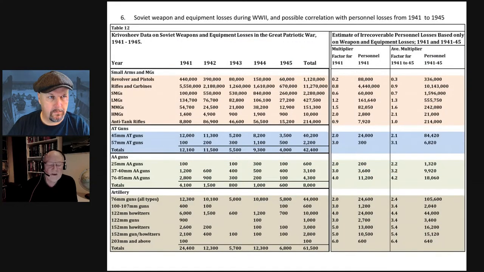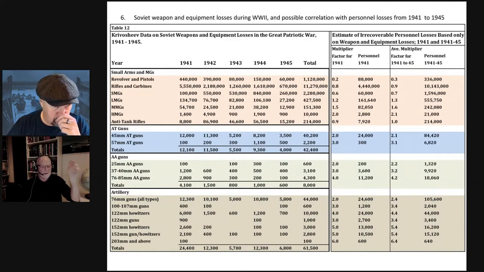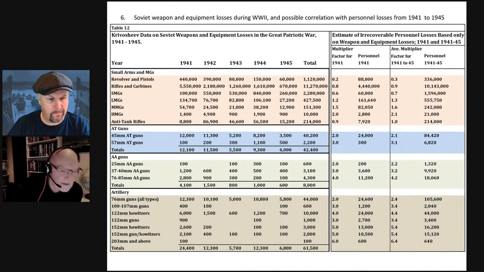And we can look here. In 1941, they lost 5.5 million rifles and carbines. Now, I can't tell you exactly how they calculated that, because in other parts of the Krivosheev study, they actually have the equipment losses for each of the major operations. And if you add them all up, you do come up with these numbers. So that's pretty impressive.